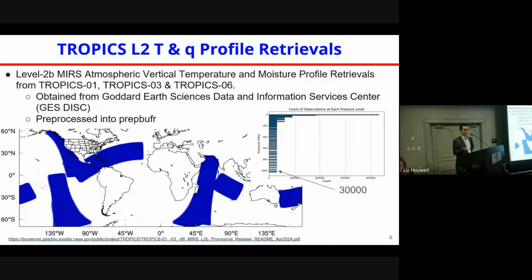With that still undergoing development, we are focusing on the TROPICS level 2 temperature and moisture profile retrievals for this study first. This is relatively low-hanging fruit, and I think the University of Utah already showed some benefits of assimilating these observations in their preliminary research. The figures here show the horizontal and vertical distribution of the TROPICS observations, which are very high density and very useful for inner-core data assimilation.